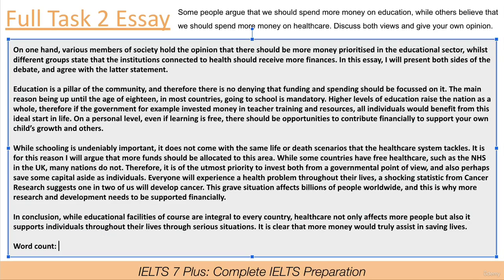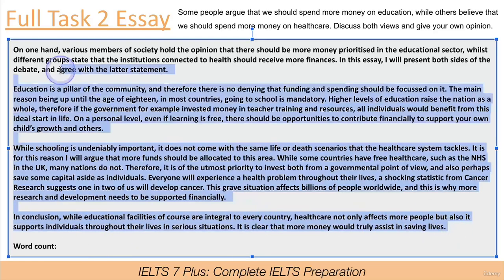Okay, let's read it back. In conclusion, while educational facilities of course are integral to every country, healthcare not only affects more people, but also it supports individuals throughout their lives through serious situations. It is clear that more money would truly assist in saving lives. Okay, I think that's good.